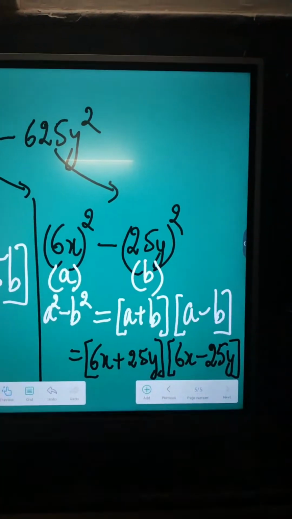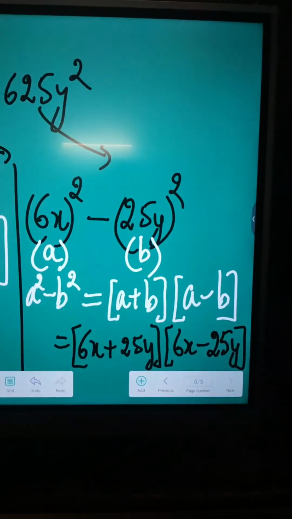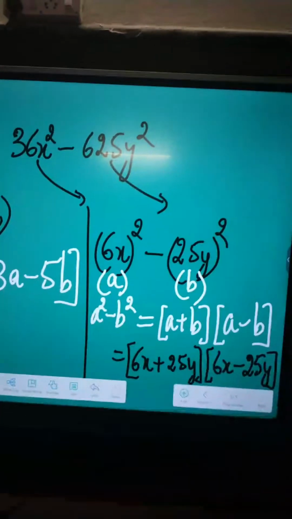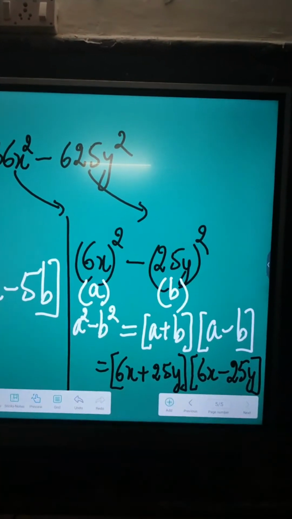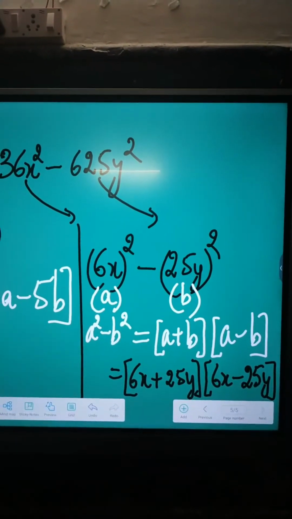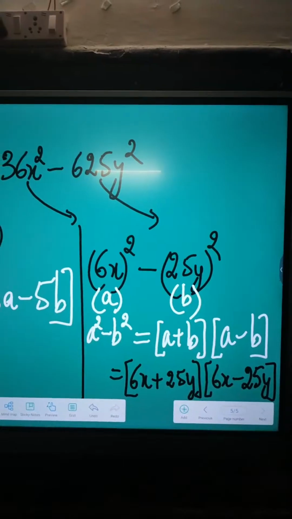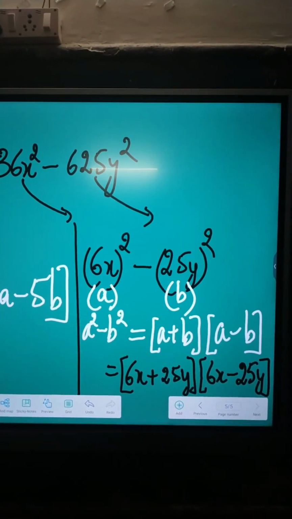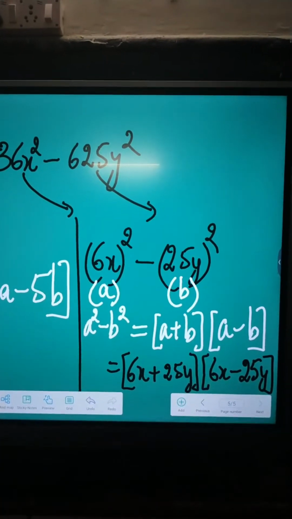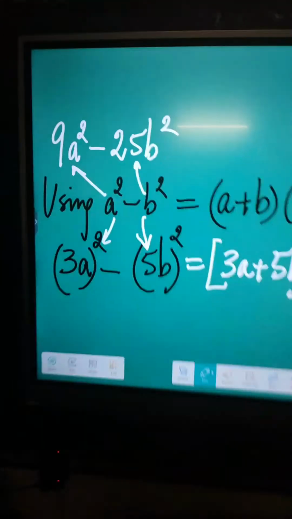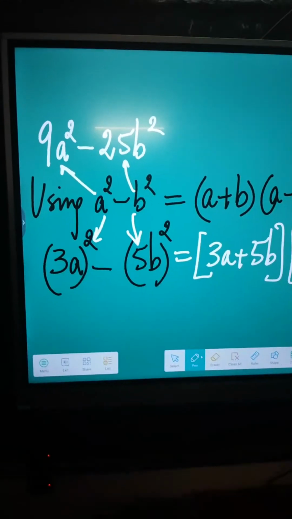Now if you have confusion, you can note down, take this screenshot, and you will understand. The question is solved like this. Take a screenshot and put it in the group. Those who have confusion, they will understand. Taken? Put the screenshot in the group. So we have done this part also as a square minus b square.